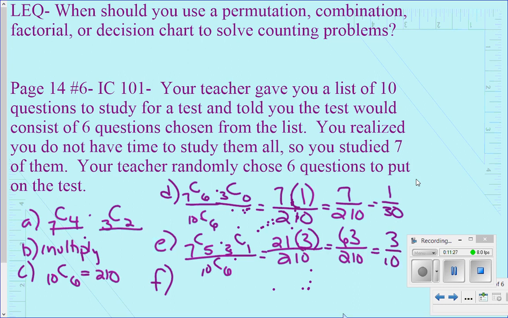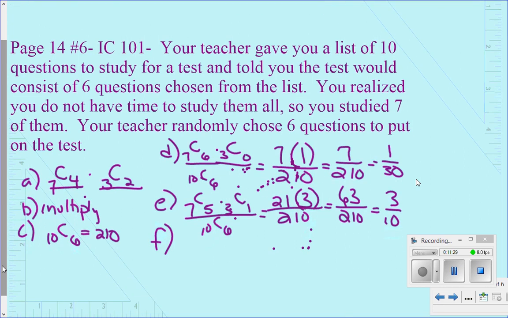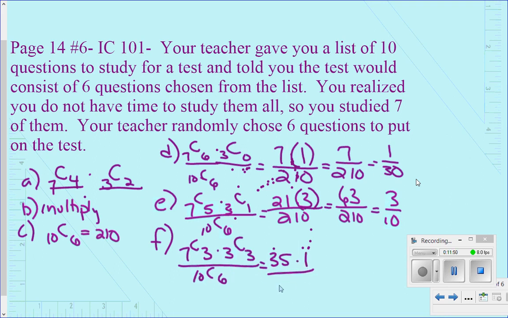And F, what's the probability you will have studied 3 of the selected questions? Well, from the 7 I studied, 3 are picked. And from the 3 I didn't study, remember this has a total of 6, so that has to be 3 picked, over the total 10C6. Well, that equals 35 times, there's only one way for me to pick 3 from 3, over 210. So that's 35 over 210, which simplifies to 1/6.